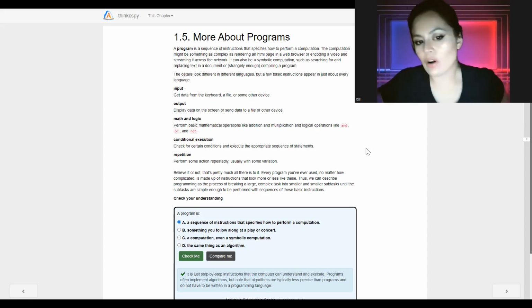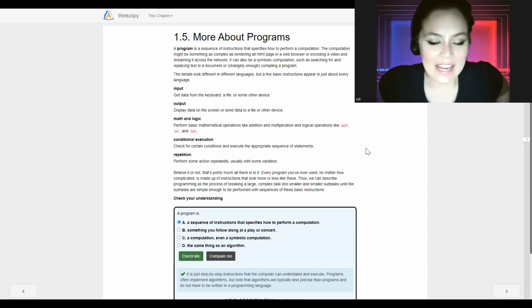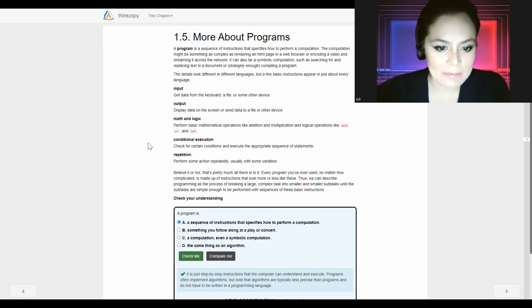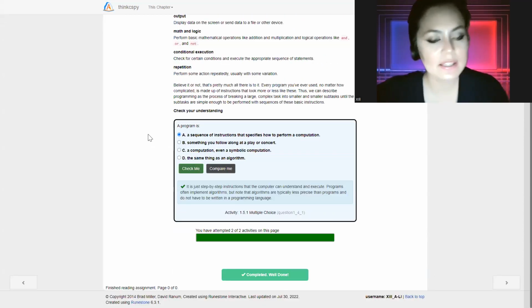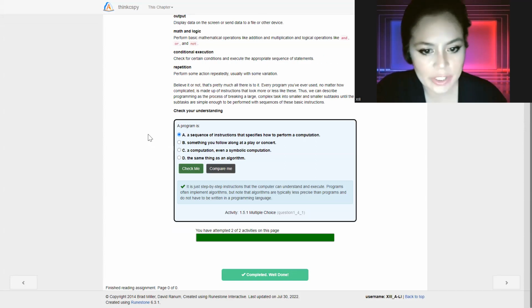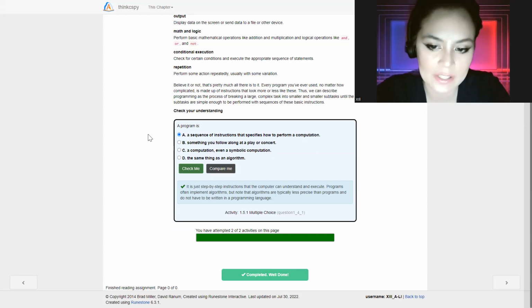So I already went ahead and answered this question before starting the recording. A program is a sequence of instructions that specifies how to perform a computation. It is just step-by-step instructions that the computer can understand and execute. Programs often implement algorithms, but note that algorithms are typically less precise than programs and do not have to be written in a programming language.